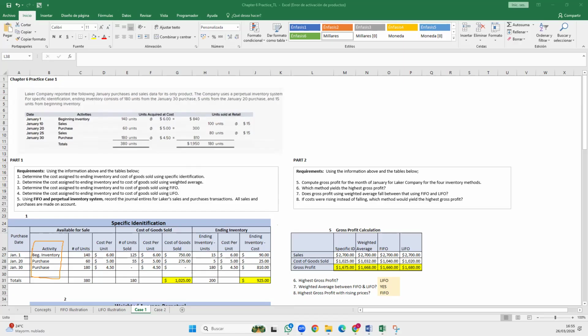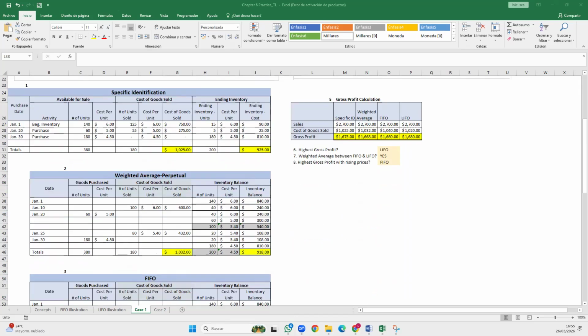So there's an activity, and unlike the other methods, you're actually not going to be able to see the activity here. As you can see, it goes directly with goods purchased, the number of units and cost per unit, and then the cost of goods sold, and then the balance for the inventory. However, like the other methods, it's specific identification, and that's the reason why it's called identification, because it identifies the level of the type of activity the operations are being involved in. Okay, so that's one thing.